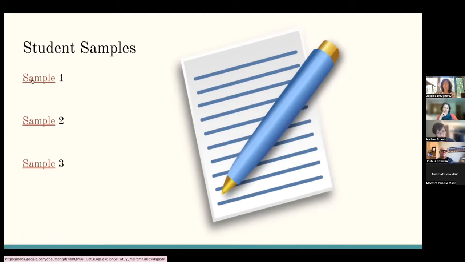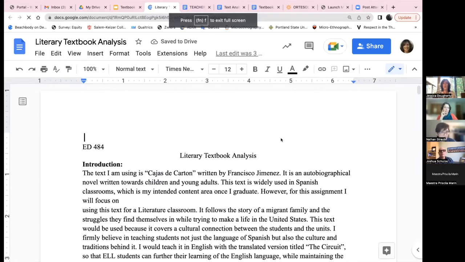Okay, and I take it back. We're not analyzing student samples. We're going to analyze the text next, but we wanted to show you a couple of student samples of what this looked like from our end when some of our students completed this assignment.